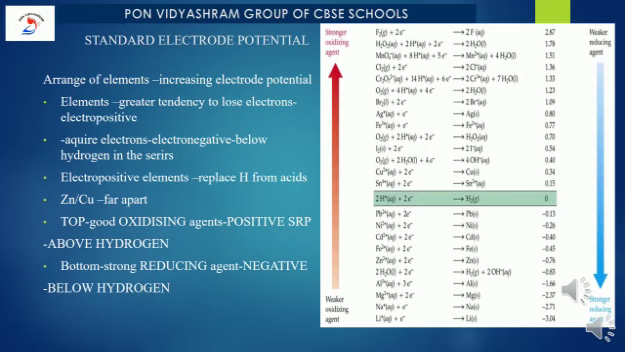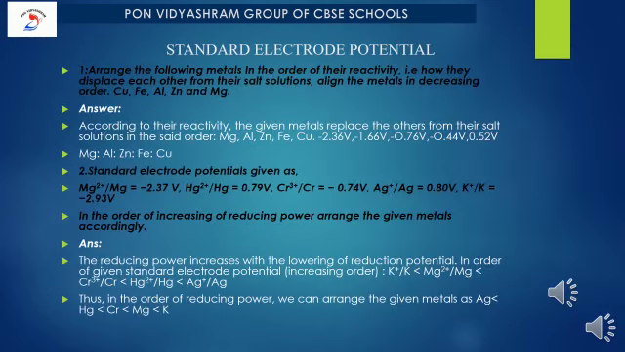Weaker reducing agents with positive SRP are found above the hydrogen. Again, above the hydrogen you could see from fluorine to copper. The value starts from 2.87 to 0.15. Okay, we know that the hydrogen value will be 0. So, as we move down in the group, the reducing agent strength increases while the oxidizing agent strength will be decreasing. Using the values given in the standard electrode potential table, we'll solve a few numericals.